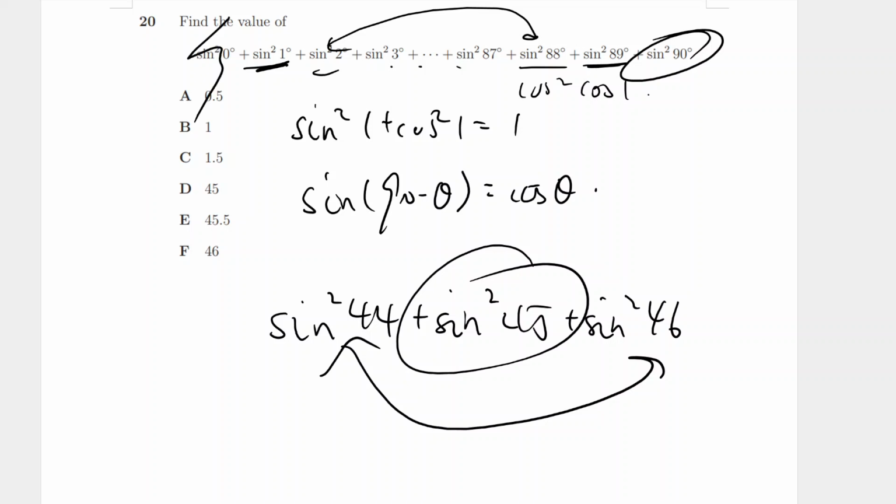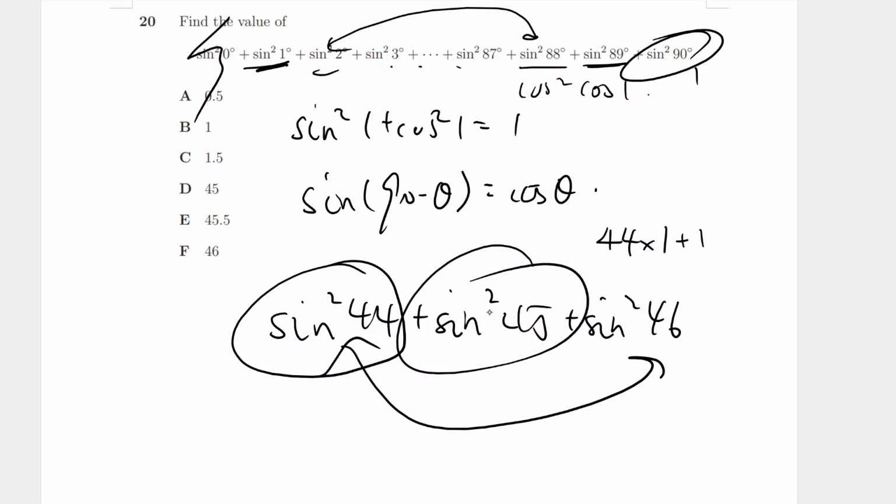So let's have a think. How many pairs have I got? I've got until sine squared 44, right? So I've got 44 pairs, so 44 ones essentially, times 1 I suppose. And sine squared of 90 is 1, right? This is 1, so plus 1.